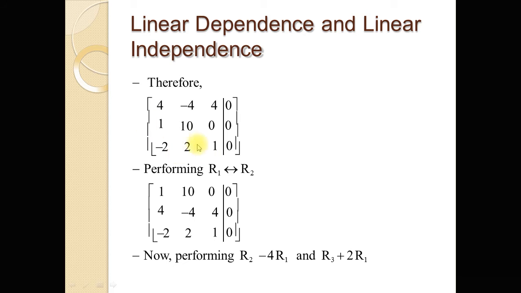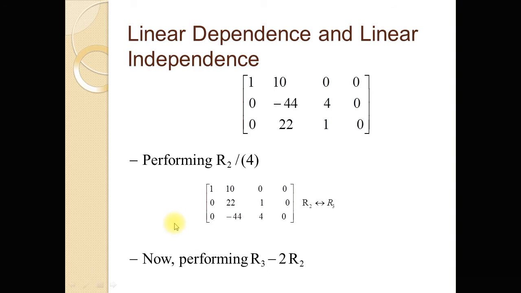For the echelon form, interchanging the first row and the second row, we obtain [1, 10, 0 | 0], [4, -4, 4 | 0], and [-2, 2, 1 | 0]. Now multiplying the first row by 4 and subtracting from R2, and multiplying the first row by 2 and subtracting from R3, we obtain [1, 10, 0 | 0], [0, -44, 4 | 0], and [0, 22, 1 | 0].